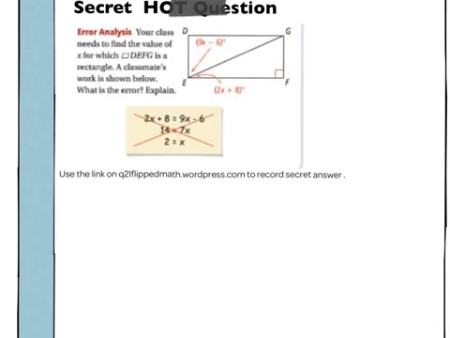All right, so here's the secret hot question. It says your class needs to find the value of x for which parallelogram DEFG is a rectangle. A classmate's work is shown below. What does the error explain? For the top, we've got 9x minus 6 and 2x plus 3. And they're trying to add them together or set them equal to each other and finding x equals 2. So what is the error you want to explain?